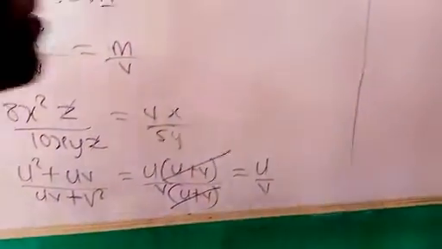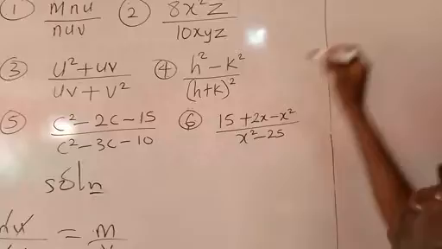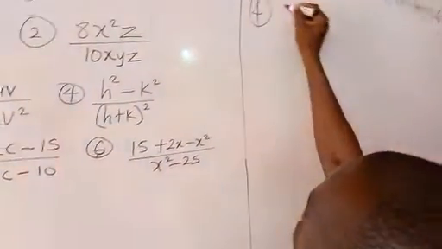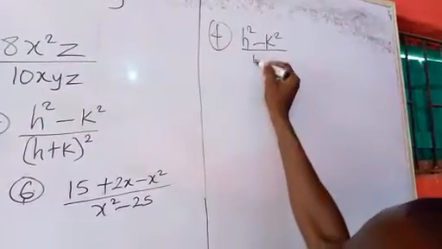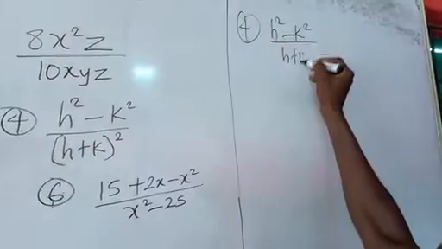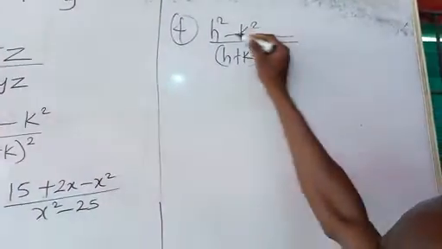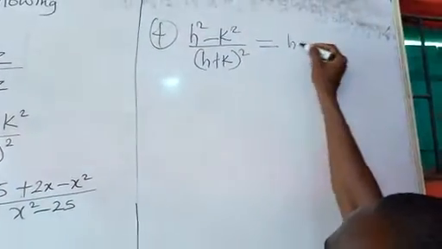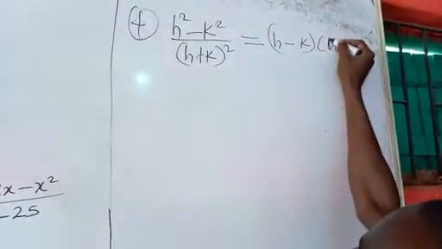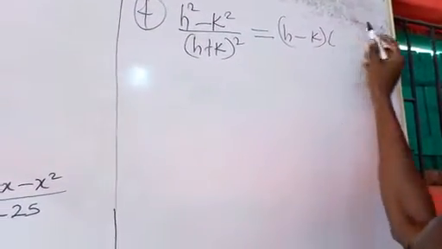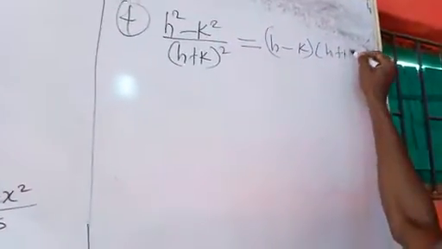Now let's look at the solution to the other one, question 4. To simplify this question 4, what can you do? We need to get the difference of two squares on the top, and we expand the one underneath. The difference of two squares becomes h minus k times h plus k.